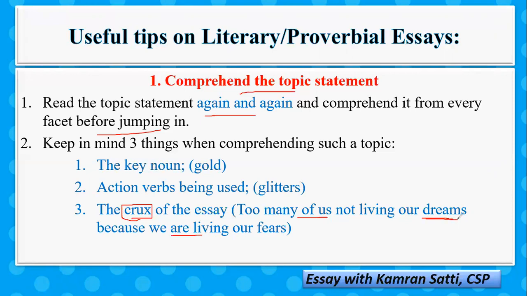What they understood was that the crux of the essay was about dreams. But if we read the statement clearly, for example three to four times, we will realize that the main crux of the essay is about fears. Why are fears inhibiting us from achieving our dreams? Why don't people pursue their dreams? Now the why thing is fear. So the essay is about fears, that fears keep people from pursuing their dreams.